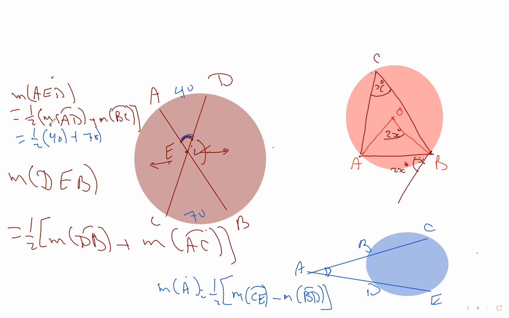Half of all that equals 55. If this arc is 100 and this far arc is 42, then the measure of this angle will be half times the difference, which is 100 minus 42, equals 26.